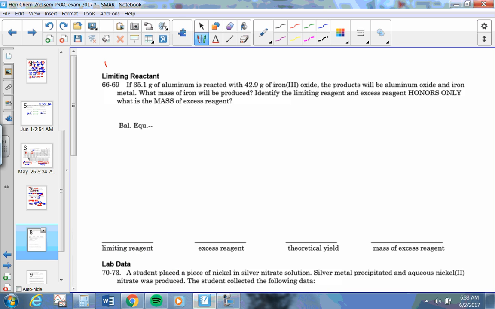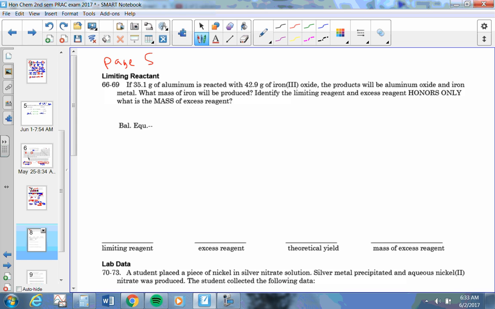Page 5, limiting reactants and some stoichiometry. Nice about this one, well, nice from a teacher standpoint, is you have to write this reaction, and if you don't do it correctly, you're not going to get the right answer.